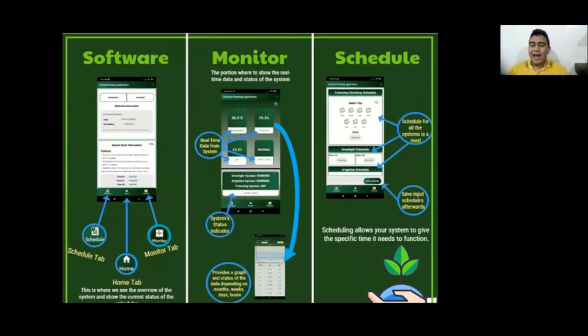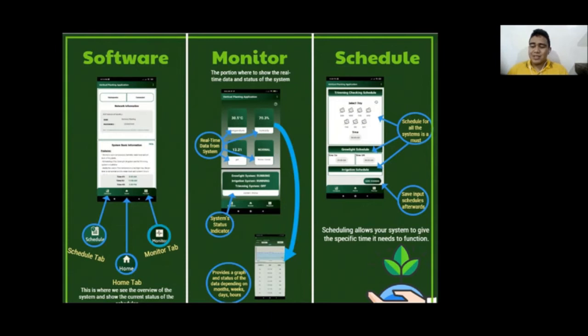Okay, for the Android device, it consists of 3 parts. The Home tab, where you will see the overview of the system and the current status of the schedules. The Monitor tab, where you will see the real-time data and status of the system, including the readings of the temperature, humidity, pH level, and water level, as well as the status of the grow light, irrigation, and trimming system. The last part is the Schedule tab, where you will schedule the time for the trimming, grow light, and irrigation system.